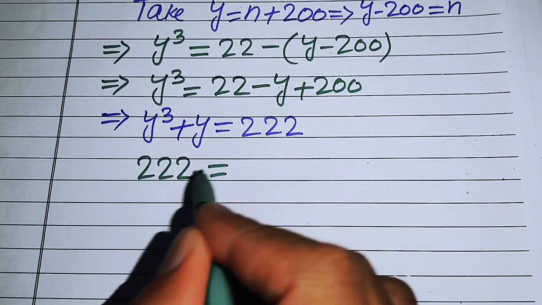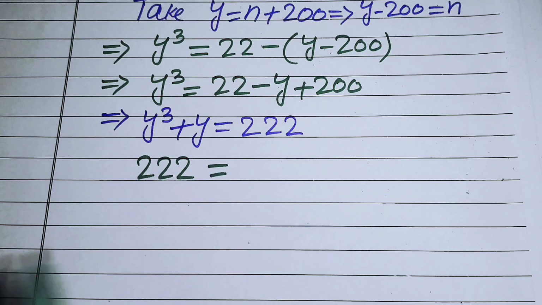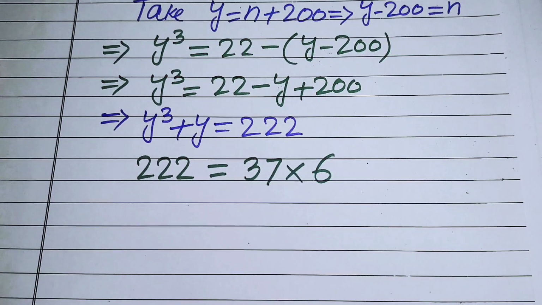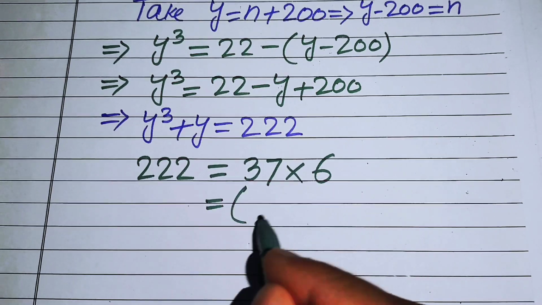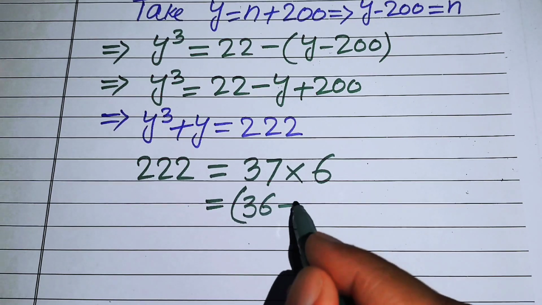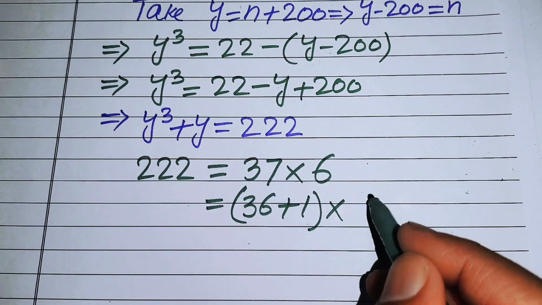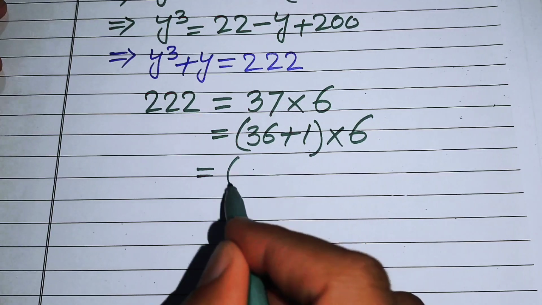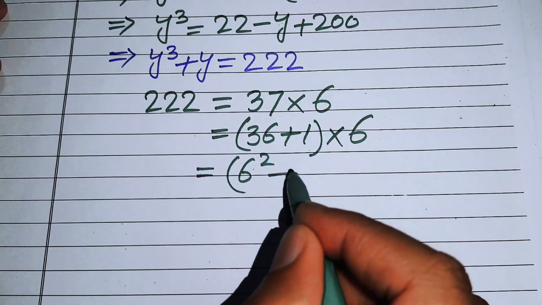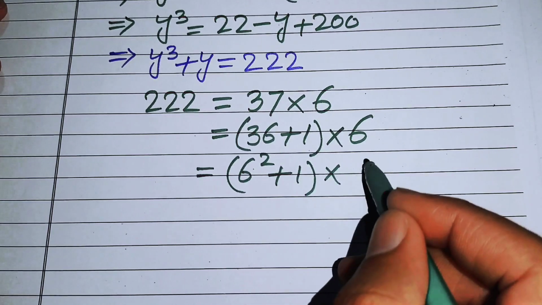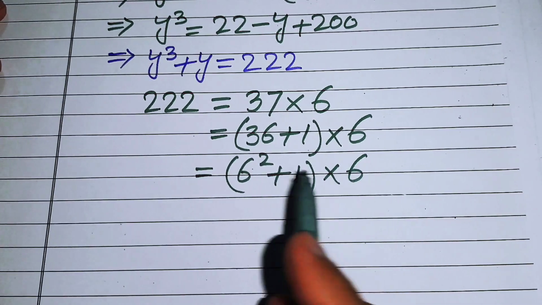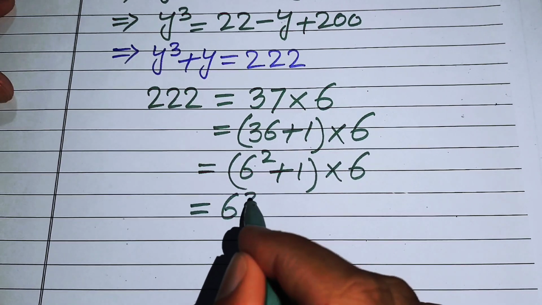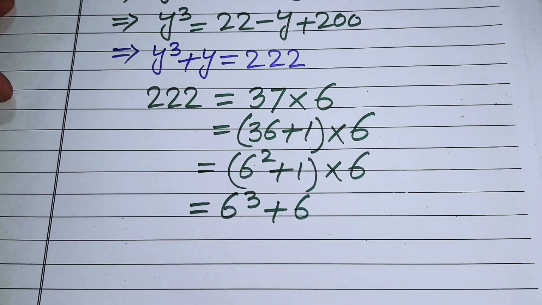And now you focus on the right hand side, and we have 222. So we will write this 222 as 37 multiplied by 6, and now we can write this 37 as 36 plus 1, multiplied by 6. So here we will write this 36 as 6 squared, plus 1, multiplied by 6, and now we multiply this 6 on both of the terms, and then you will get 6 cubed plus 6.